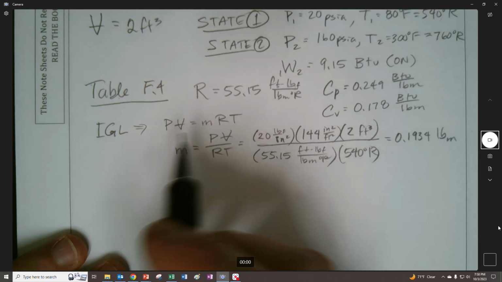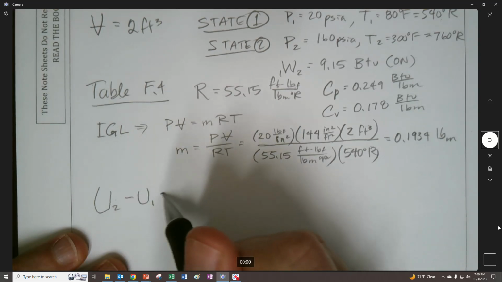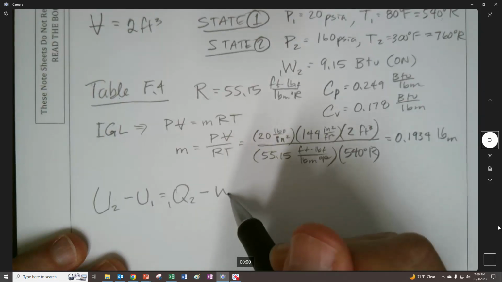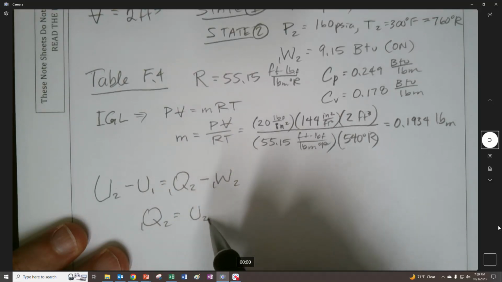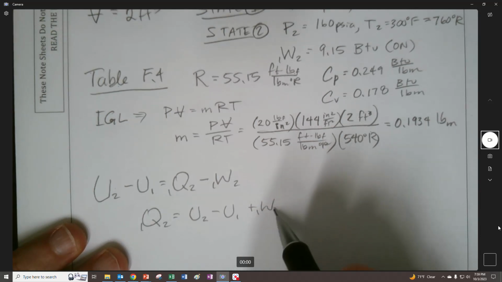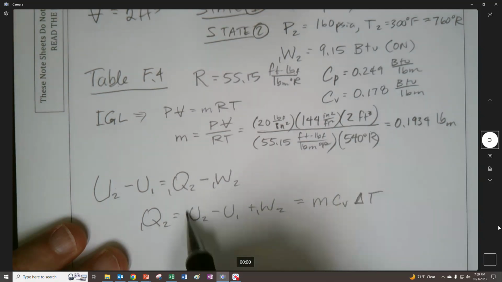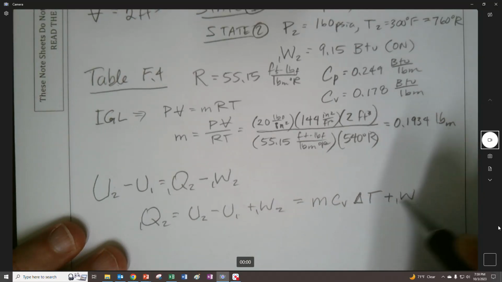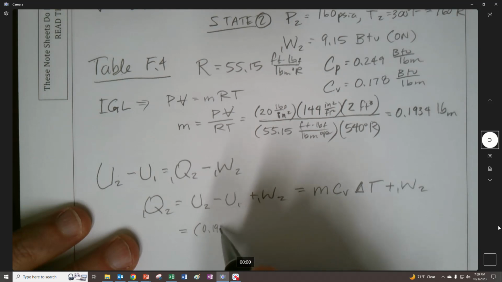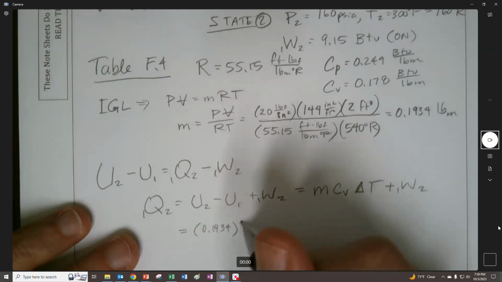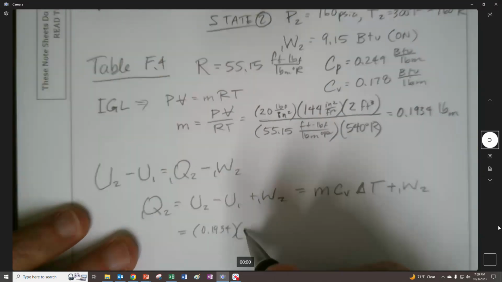Now we can go ahead and rewrite our big equation. I just turned that Q into a U. So we can say the heat transfer Q12 is going to be U2 minus U1, which for us is going to be mCV delta T, plus the work from 1 to 2. And so therefore we're going to write 0.1934 times our CV, and since this is pounds mass and this is pounds mass, we're going to be okay with BTUs coming out right here.